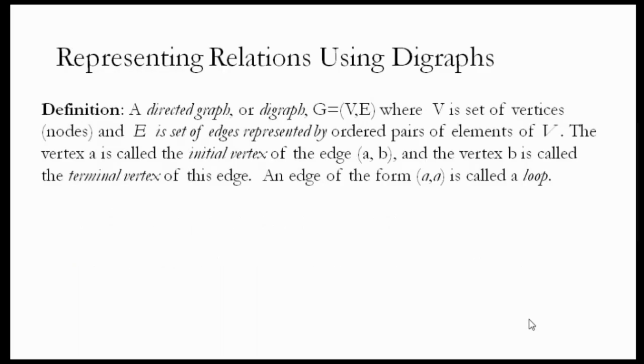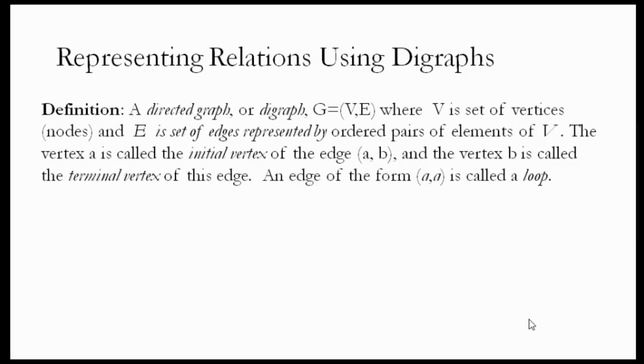So, representing relations using digraphs. Whenever we represent graphs, a graph is a set of vertices and edges. Here vertices are nothing but points, and edges are nothing but the lines connecting the vertices or points. A directed graph means there will be a pointing from which point to which point. If there is no pointing, then it is said to be a bidirectional graph, that means a two-way path is available.